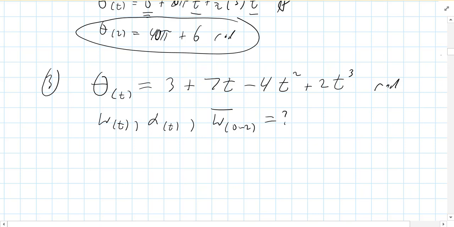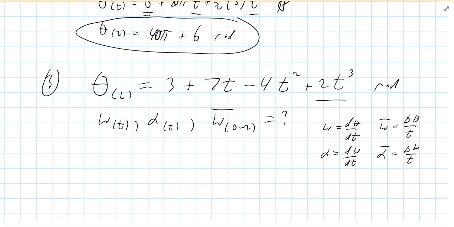Well, first of all, since we have a t cubed, this is not going to be a constant alpha equation. So our equations of motion that rely on constant alpha, we can't use them here. But I do know the 4 equations that always work: omega is d theta dt. I know that alpha is d omega dt. I know that average omega is change in theta over time. And I know that average angular acceleration is change in omega over time. Those 4 always work.